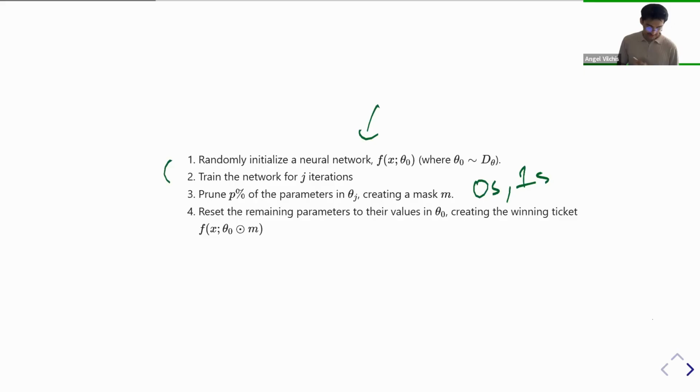Now, if we reset the parameters to their original values, then you can train this and it reaches good performance. But if you were to reset it to some random initialization, it doesn't reach that same performance. So this will make more sense when we go over the code, but that's the main idea there.